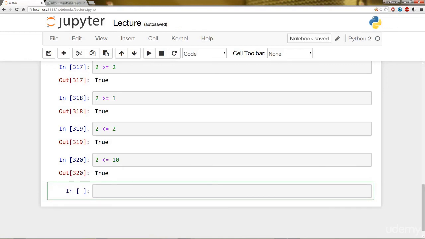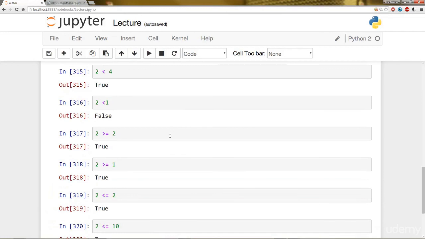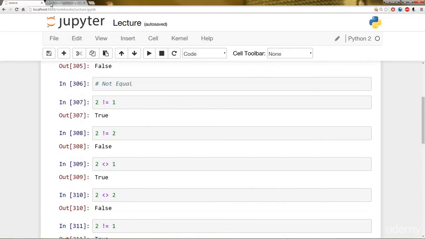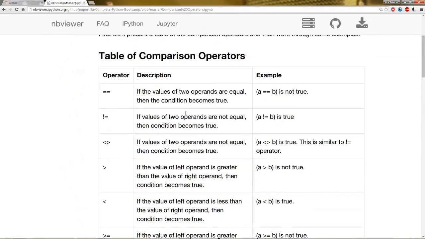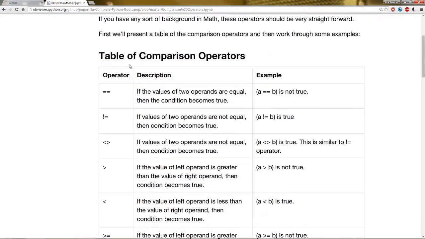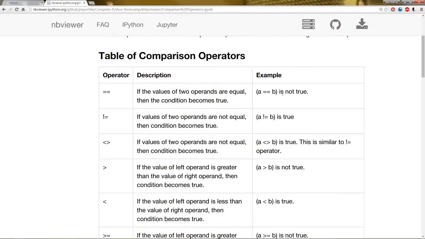Hopefully that was pretty straightforward. If you have any sort of math background or basic math, these greater than or less than operations should pretty much make sense. If you have any trouble with it, you can always go back to this Jupyter notebook and read the table in more detail in case you need any refreshers on what these comparison operators do.